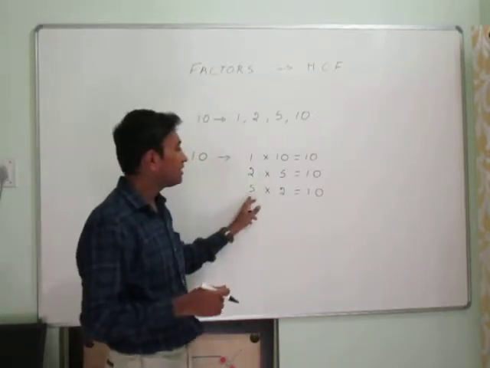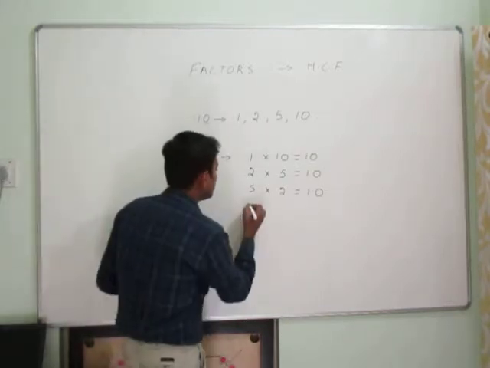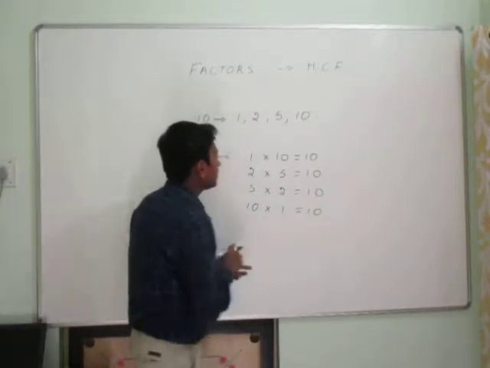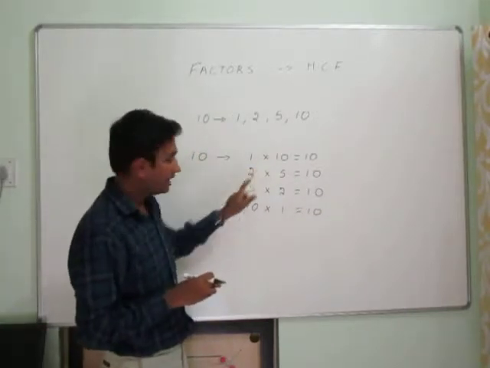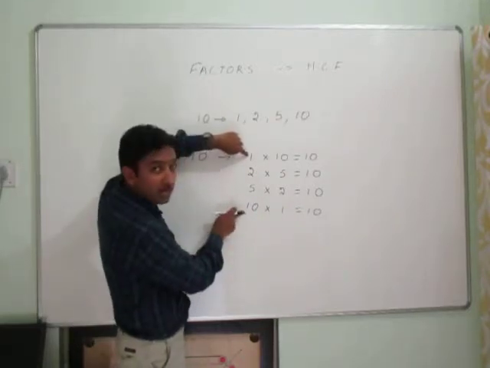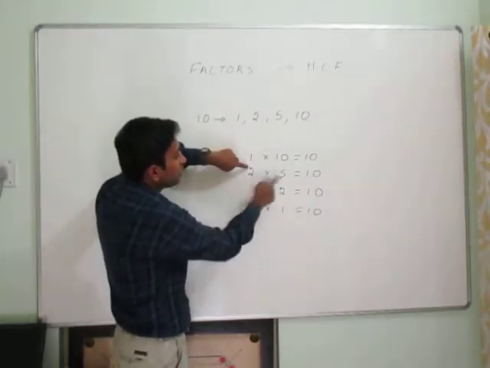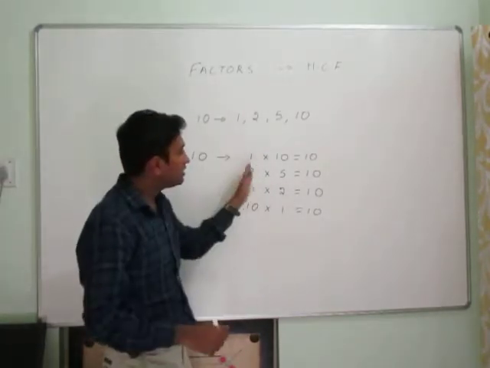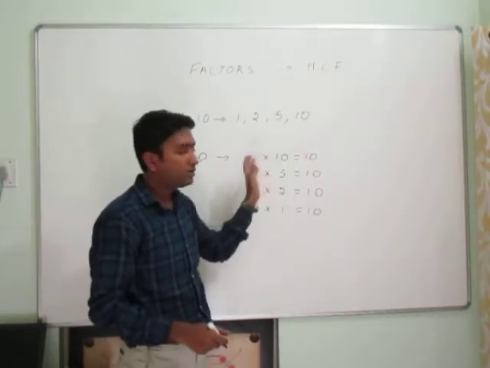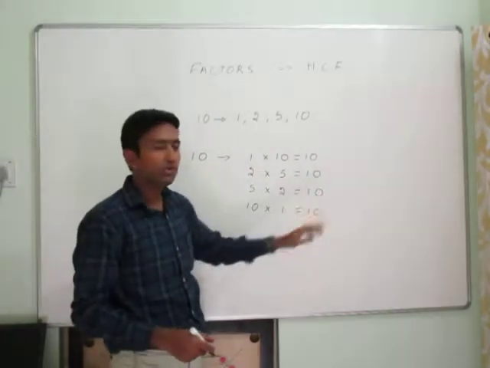It's just a repetition. You should be able to see this clearly. Next, after 5, I'll not check 6, 7, 8, 9. Straight I'll go to 10. 10 ones are 10. Now again, 1 into 10 and 10 into 1, they are the same thing. The first and the last one, they are the same thing. 1 tens are 10, 10 ones are 10. We are just reversing it, that's all. And 2 fives are 10, 5 twos are 10. So these are all the possibilities when you multiply two numbers where you will get 10.